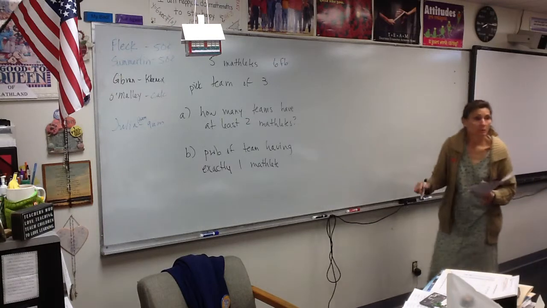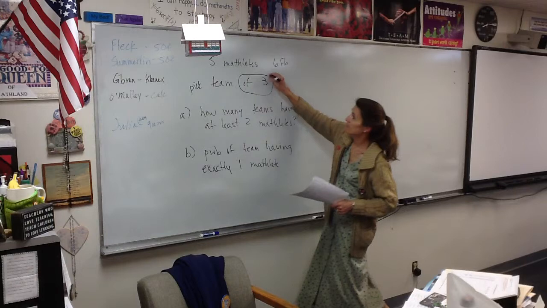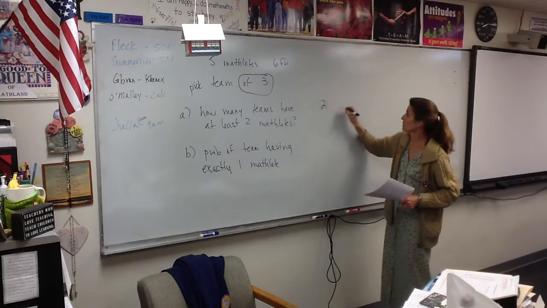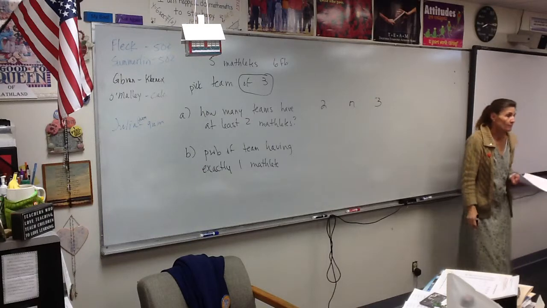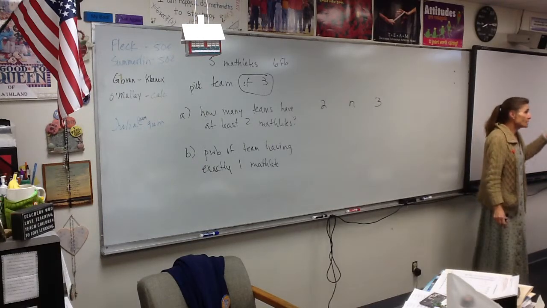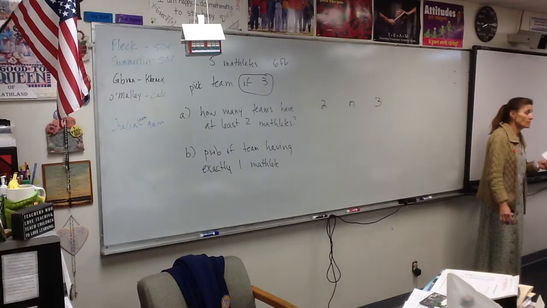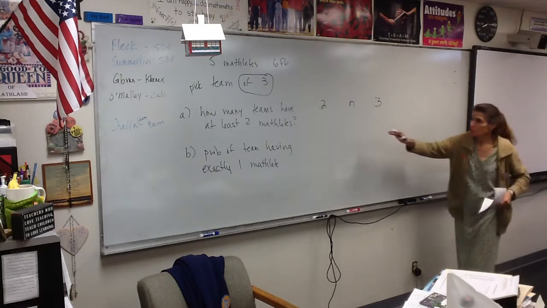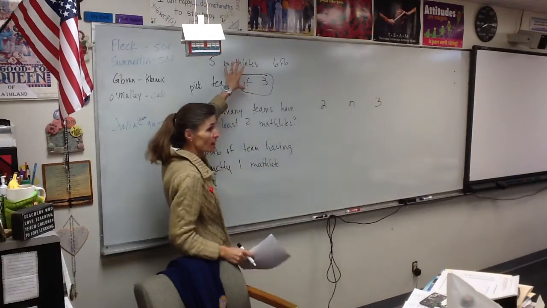Since it's at least, you have to find 2 or 3 or 4 or 5 or 6. Well, I'm only picking a team of 3. Oh, so it's just 2 or 3. So I can do 2 or 3, okay, so what would 2 look like? You must do this as 2 separate problems. You can't do it in one step. So 2 mathletes would look like what? You're picking out of this pile.